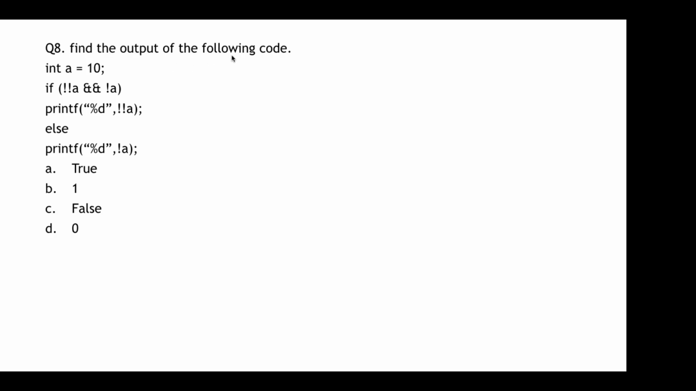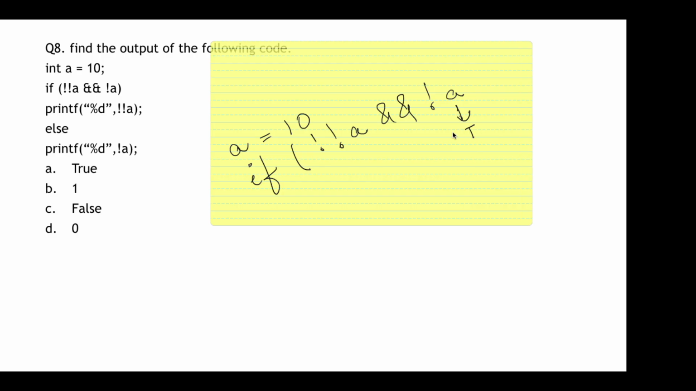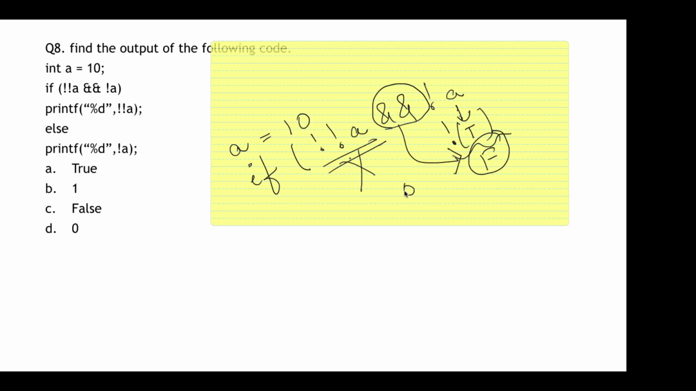Find out the output of the following code. It says a is equal to 10, if not of not a and not of a. Now a's value is true because it is 10. Now not of true is false. I did not solve the other part because I've already got one false. It means in an AND operation, if there is one false, then my output will be false.